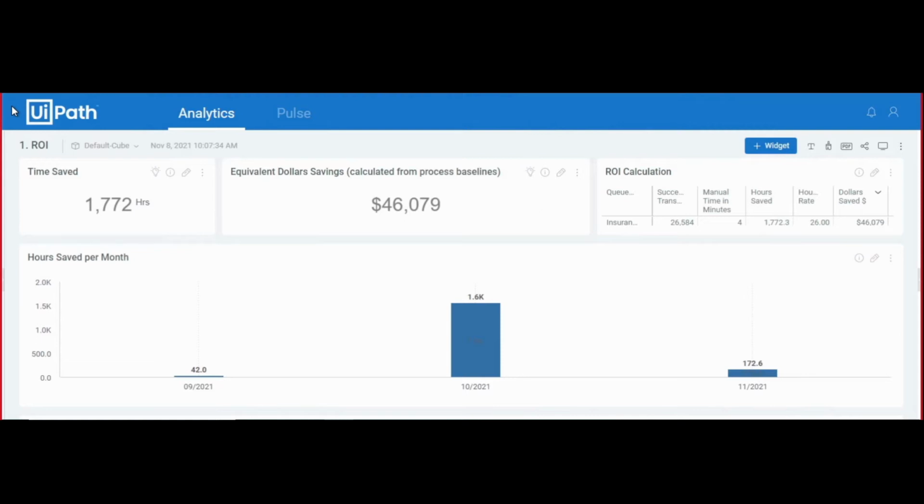We do this through capturing and using process baselines. Keep in mind that what we see here needs to be periodically updated as processes, the time to complete, and the cost information may change as the business evolves.